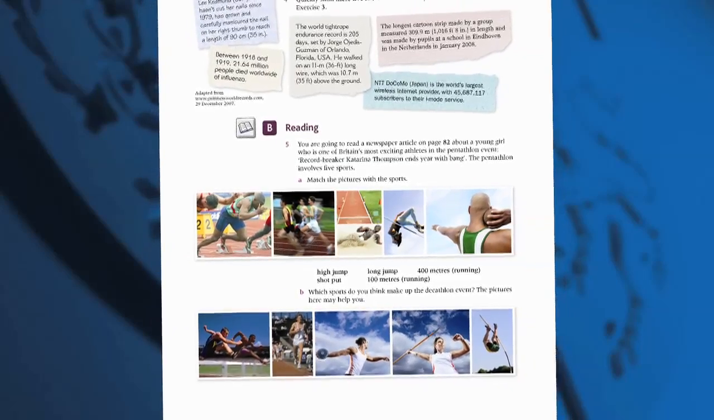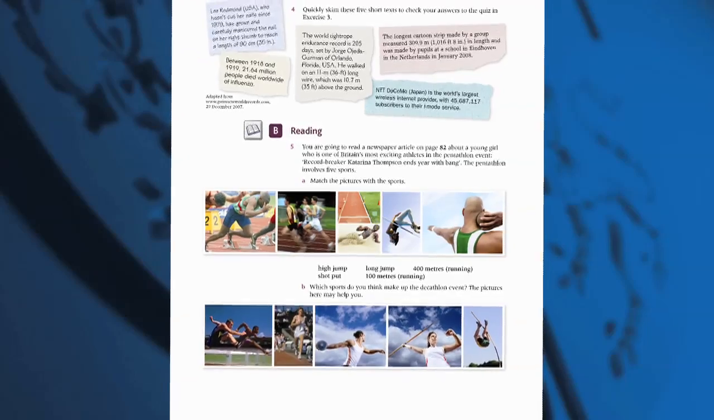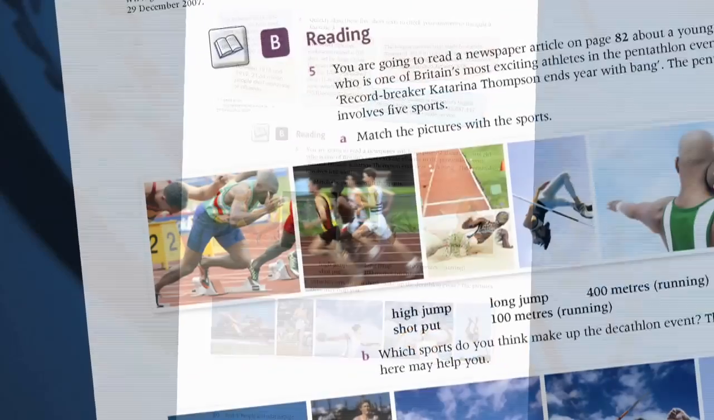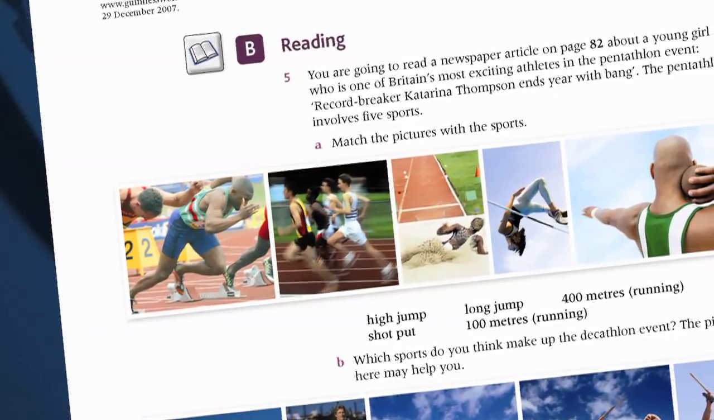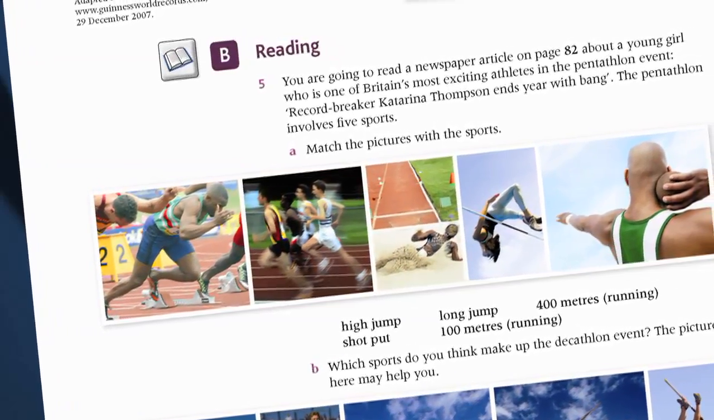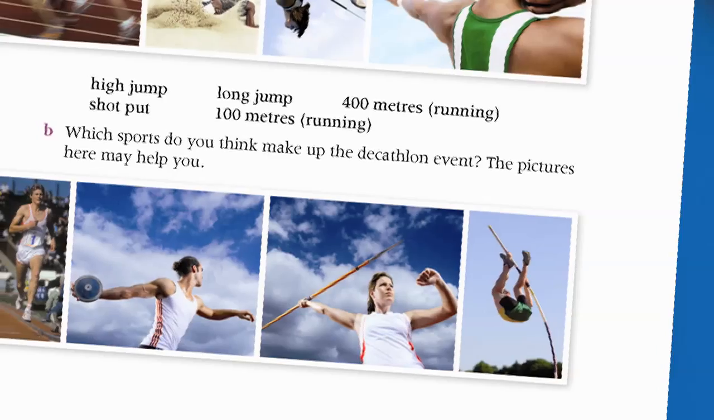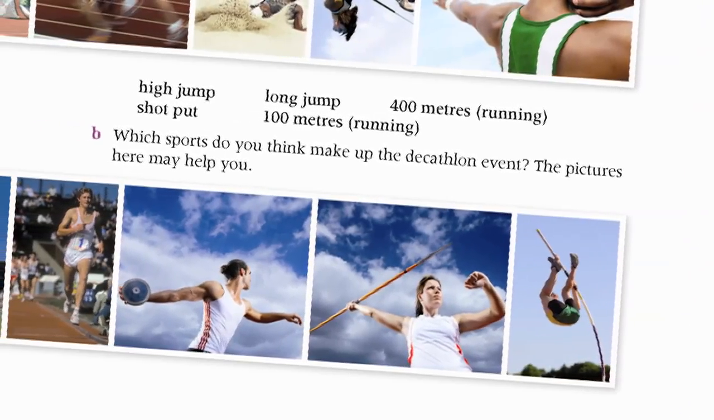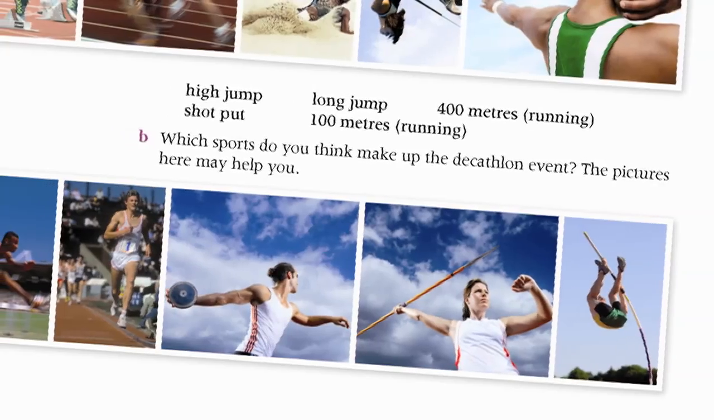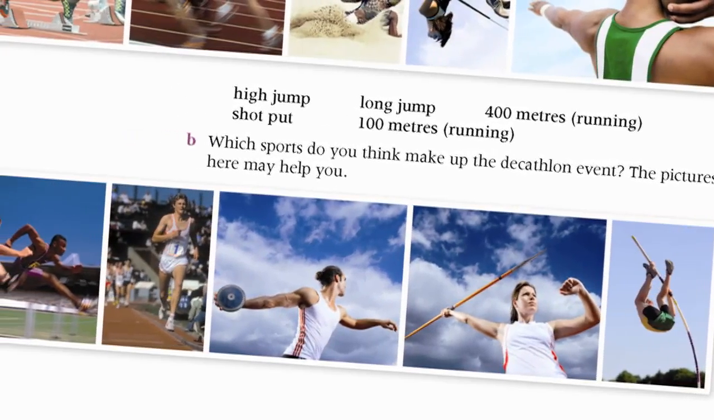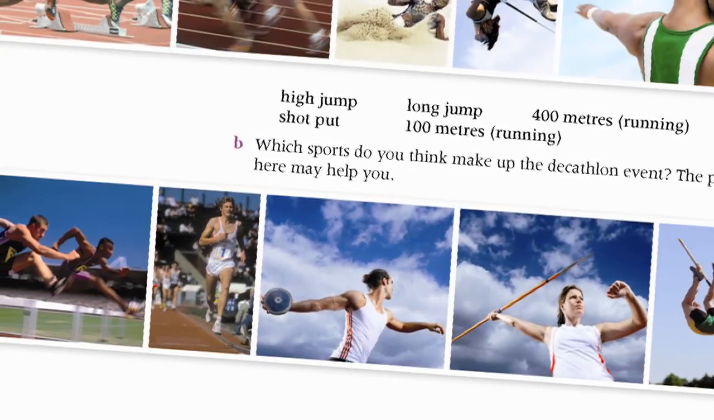Section B in Unit 11 focuses on reading. There's a highly visual introduction which asks students to match pictures of sports with 5 events in the modern pentathlon competition. Another set of pictures asks students to think about the decathlon competition before they do various pre-reading tasks to prepare them for the reading text.